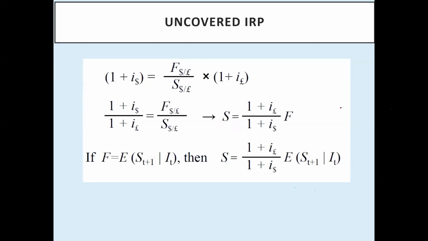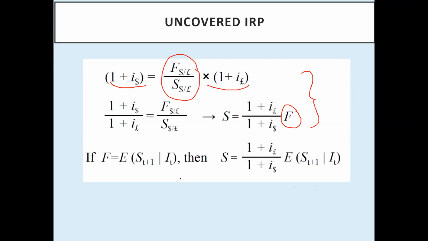All right, so next we'll talk about uncovered arbitrage, uncovered IRP. What we talked about before was we were linking the interest rates and the forward and the spot rates. So in this case, this is a covered IRP, or covered interest arbitrage. By covered, we say that the foreign exchange rate risk has been taken care of by the forward contract.